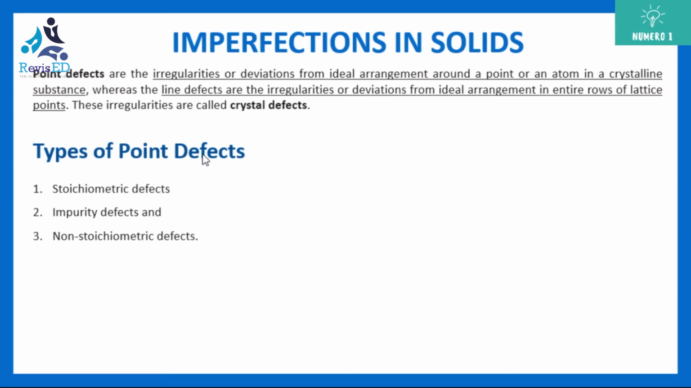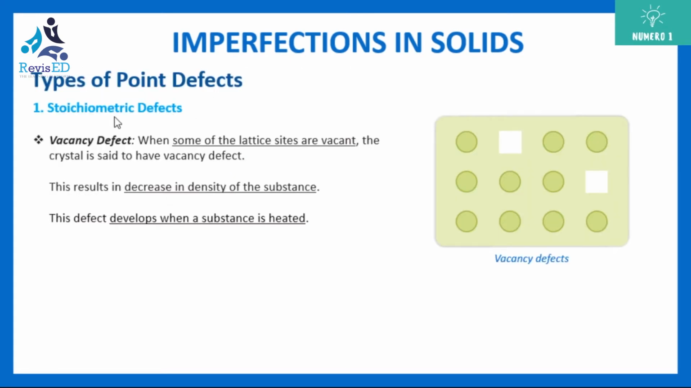Point defects are of three types. One is stoichiometric defect, second is impurity defect, and the third one is non-stoichiometric defect. Let's go a little bit more in detail about stoichiometric defects. The first type of stoichiometric defect is vacancy defect. As the name suggests, some of the sites are vacant.